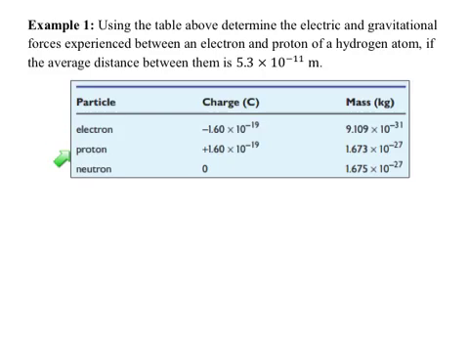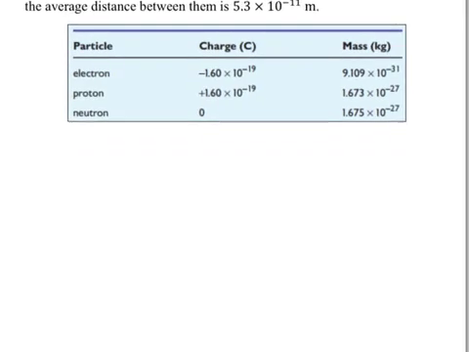We've got our electron and proton and neutron. We've got the charges on them. Again, the elementary charge, the charge of an electron. We've got the mass of an electron, the mass of a proton, the mass of a neutron. We're going to need this for the gravitational force. We're going to need this for the electric force. Here's our R value in both cases, and we have our constants. So let's go ahead and proceed through this problem.